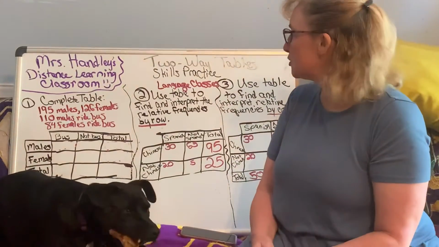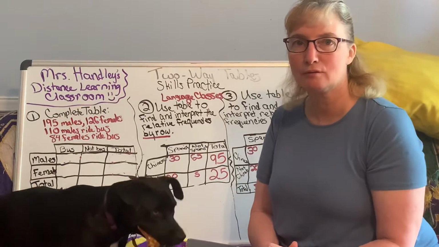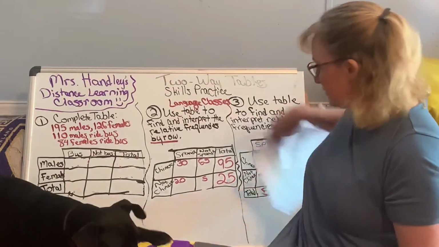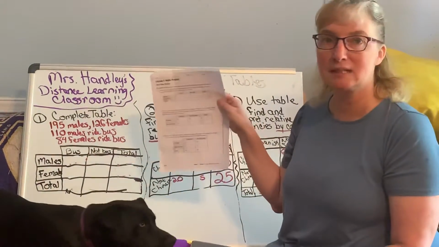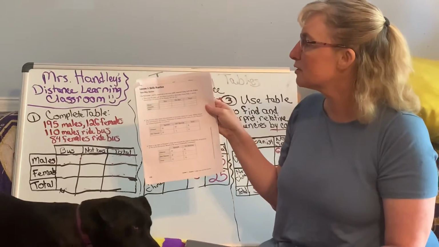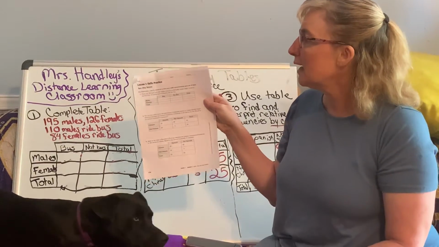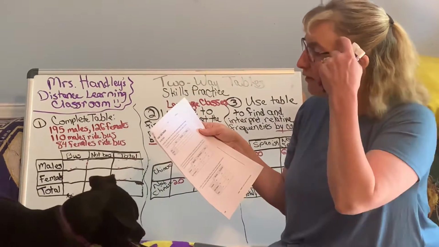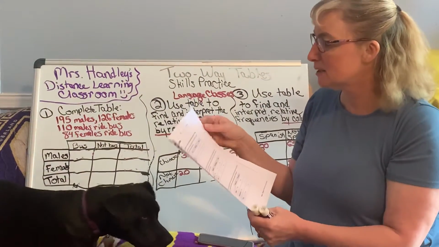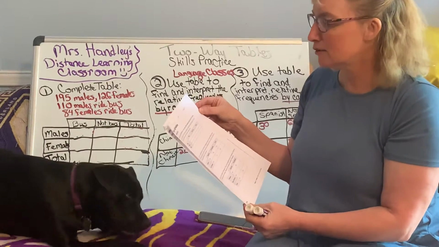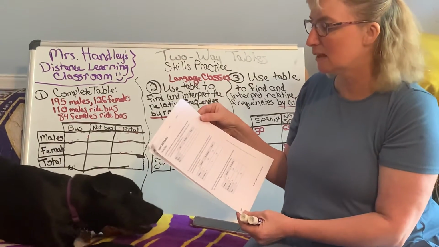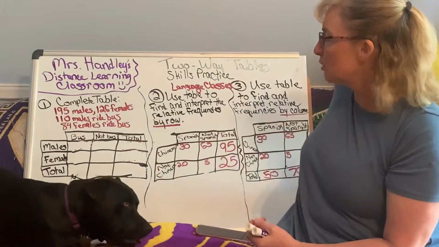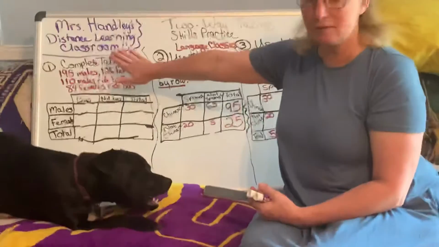This week we're doing two-way tables, and there will be another video on descriptive statistics. This is lesson 3 from your skills practice for this week, and the first problem says 195 males and 126 females in McGuffey Junior High, and a survey showed that 110 males and 84 females ride the bus. We're just filling in the chart. I wrote that information down.